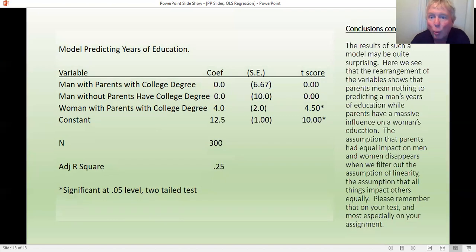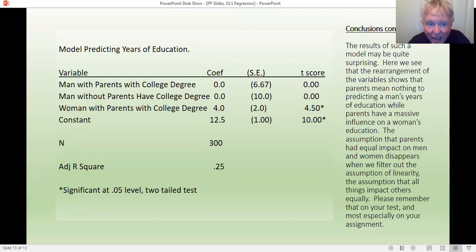So if we go to the next page with the coefficients, standard errors, and t-scores in there, we do see that in this particular set of data, women are much more affected if their parents have a college degree than men are. We can see the coefficients for men with parents with a college degree and men without parents that have a college degree are both 0. To men, in this data, it doesn't matter whether their parents have college degrees or not. They're predicted to be 0 on the coefficient. They're the same whether their parents have college degrees or not.